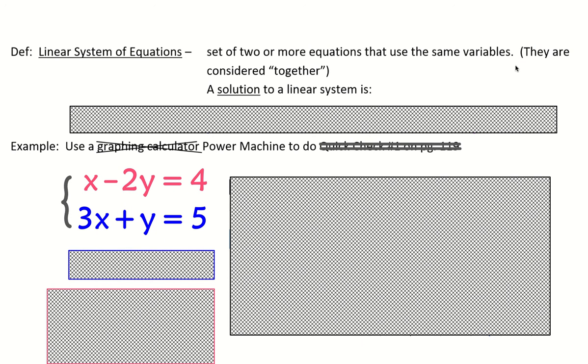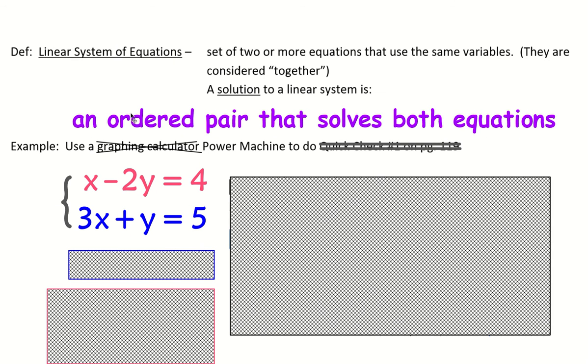So this almost seems like we're doing this late, but here it is, and I guess it's already typed in here for you, because I already really said this. A linear system of equations is a set of two or more equations that use the same variables. They are considered together. And we're being a little repetitive here again, but a solution to a linear system is an ordered pair that solves both equations. So again, just being a little redundant here, but they're major teaching points of today's lesson.